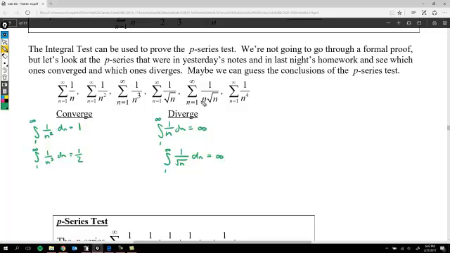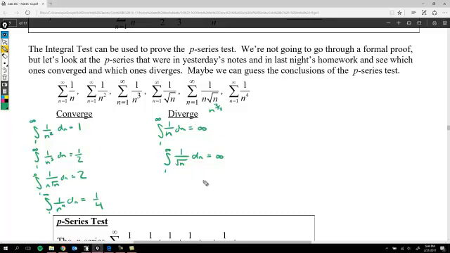Now right here, this is really n to the 3/2 power. That power is still big enough so that it will remain in the denominator. So if you go through that integral, you end up getting 2. And the last one, you can probably guess. If you go through that integral, you end up getting 1/4. So by the integral test, I can show that all of these converge and all of these diverge.